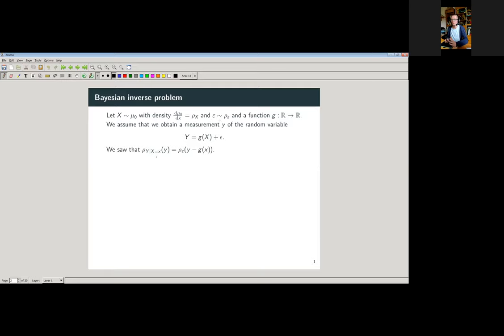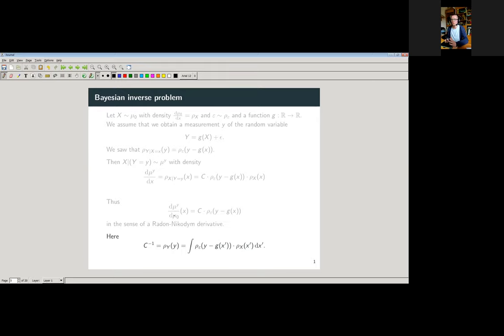And then we get a likelihood. We have a posterior, which is this, which you might recognize from a few slides before. This is in the form where we express the posterior in terms of ordinary Lebesgue measure, or in this form where we express the posterior in terms of the prior. And this constant C is the normalization constant, which is just the integral of this function here.